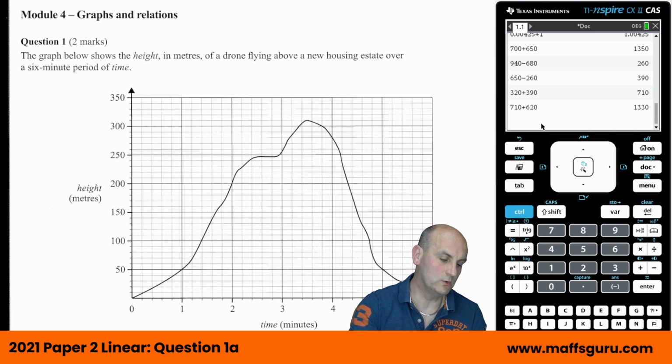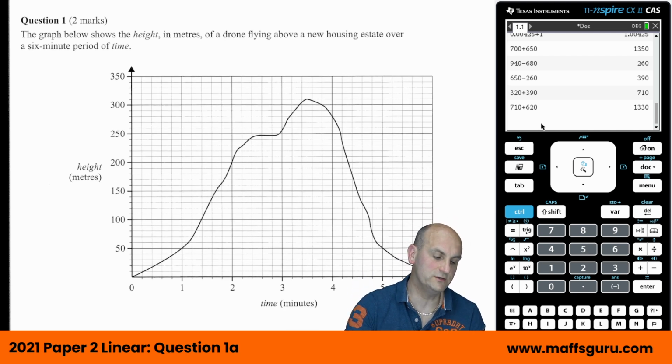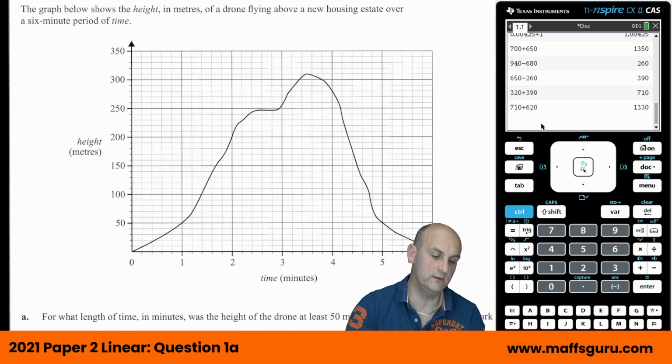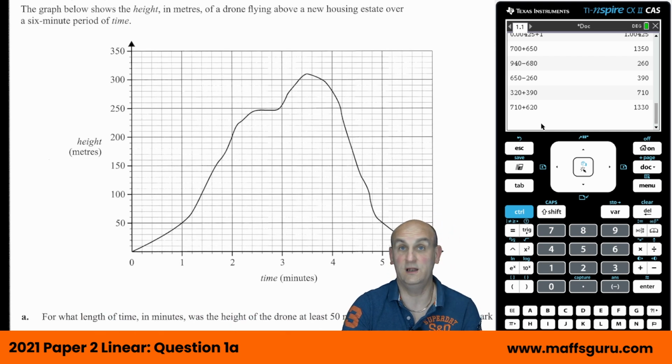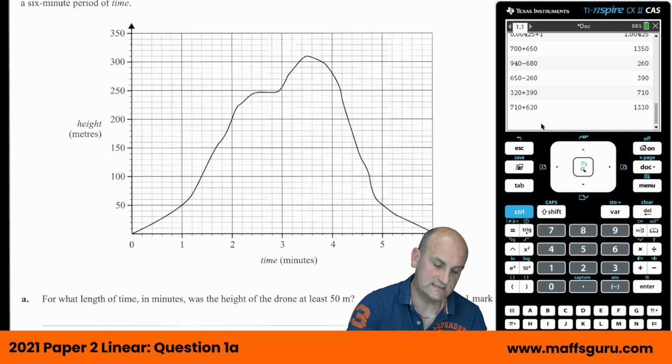Final module, graphs and relations. So the graph below shows the height in meters of a drone flying above a new housing estate over a 6-minute period of time. I'm fairly sure that drone's been flying over my house all the time. I've no idea why. For what length in minutes was the height of the drone at least 50 meters?